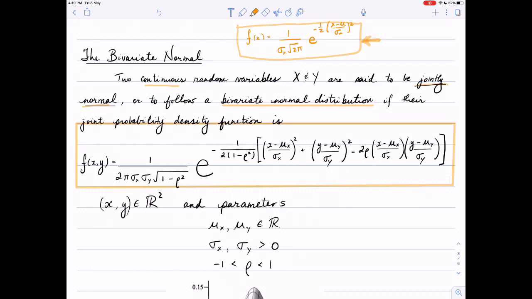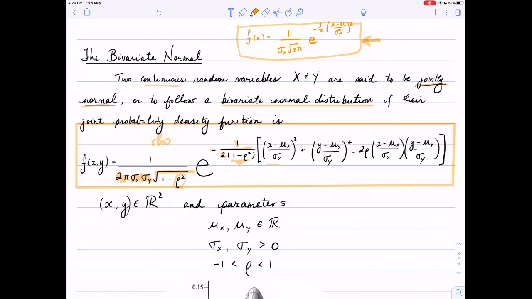So first of all, what happens outside? We have 2 pi, not root 2 pi. We have both standard deviations, right? And then we have this extra little term here, which is related to our rho. That is the correlation between x and y. So we have minus 1/2 again, and then also the little something with the correlation.